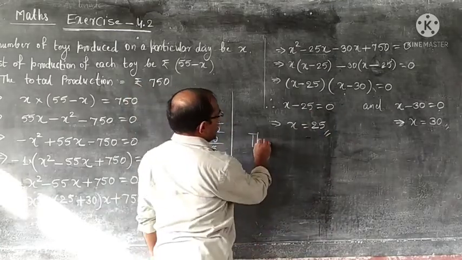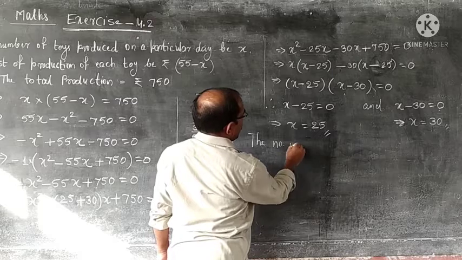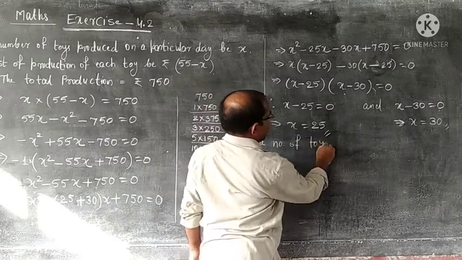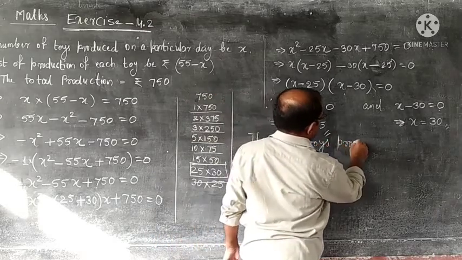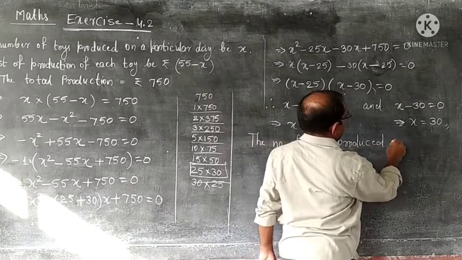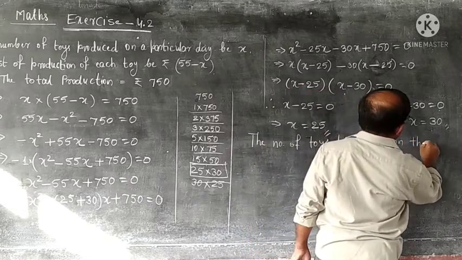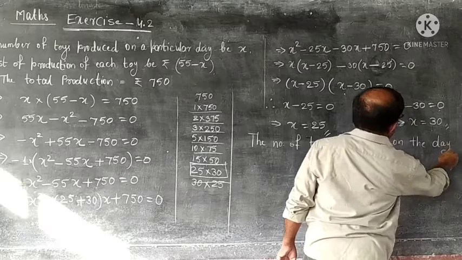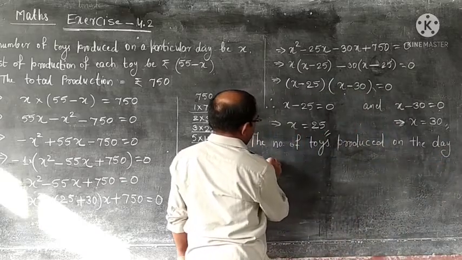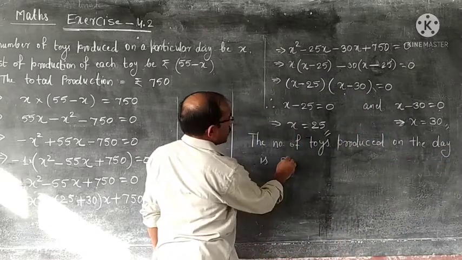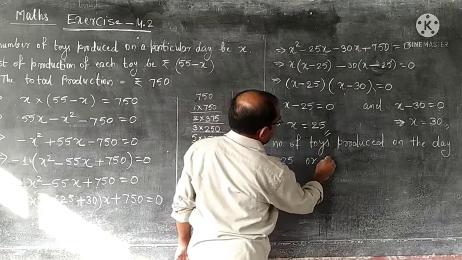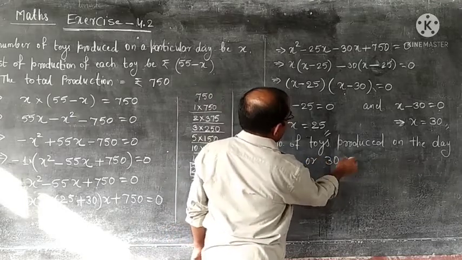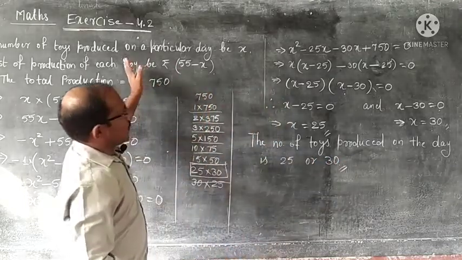So we will write the statement: the number of toys produced on that particular day is 25 or 30, which is both. This equation will be fulfilled.